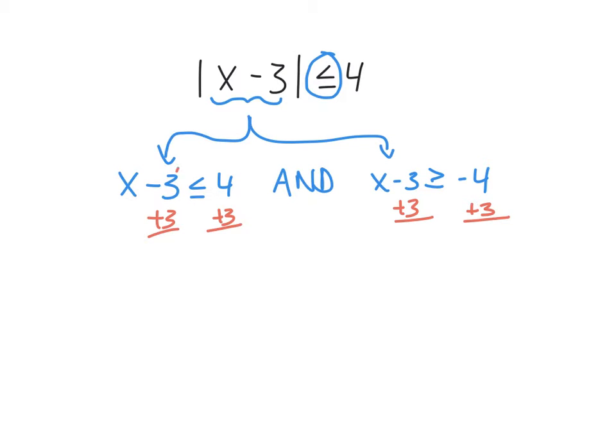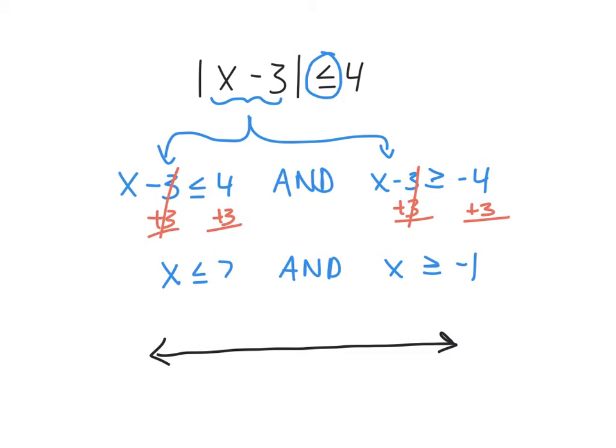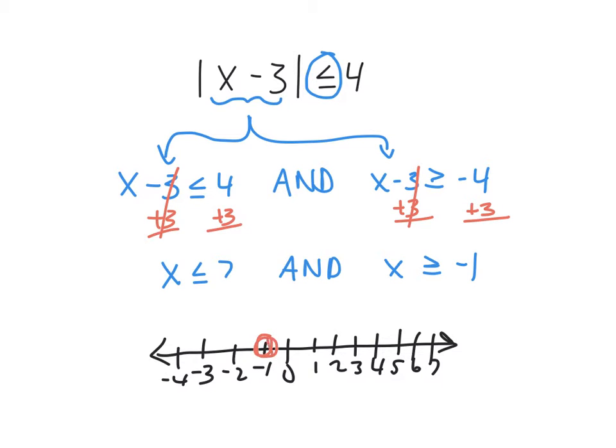Now be careful. These guys are gone. I agree. But 4 plus 3 here is 7. And negative 4 plus 3 over here is negative 1. And so this graph, turns out, is not centered on 0. Let's draw this, and I'll show you what happened. So I'm greater than or equal to negative 1, and I'm less than or equal to 7.